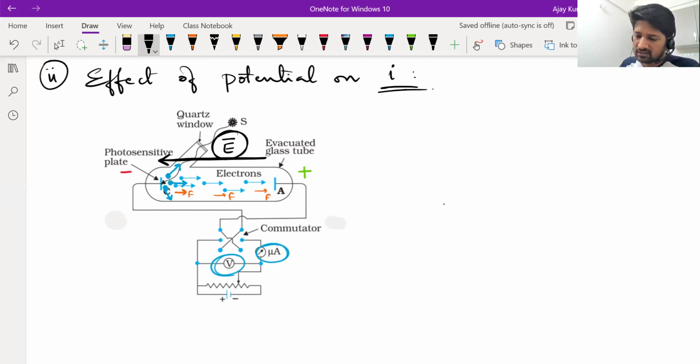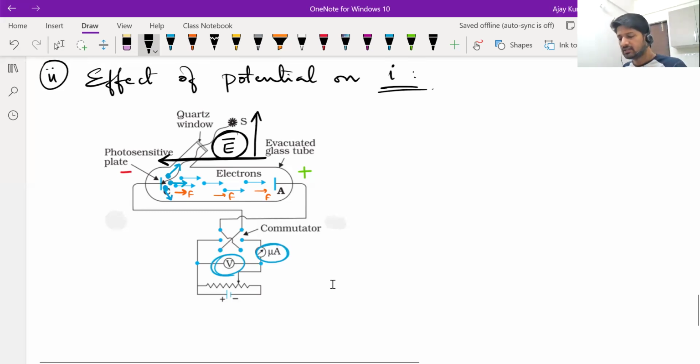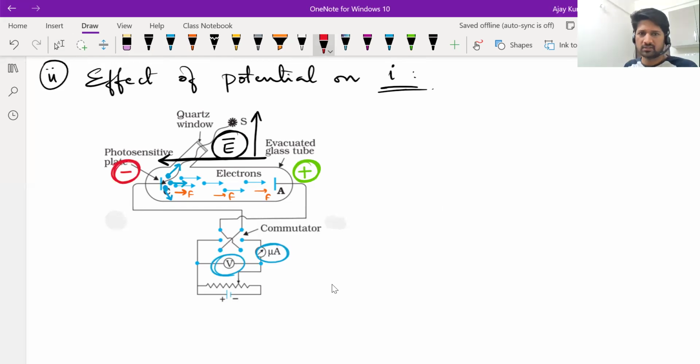So the stronger this electric field, greater will be the number of electrons going from the emitter to the collector. Okay, instead of going in random directions, they will prefer to go towards the collector if this electric field is strong. Okay, so when the collector, that is A, is kept at high potential and the emitter is kept at low potential, we call this positive voltage. Okay, or you can say positive collector potential.